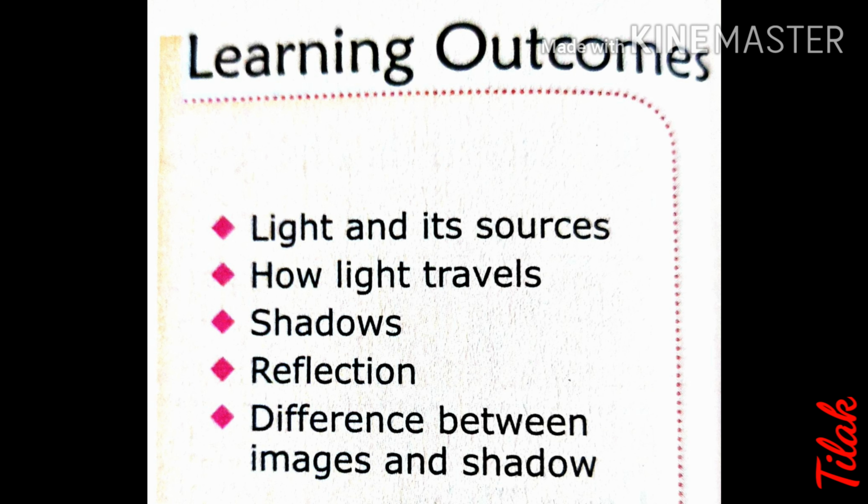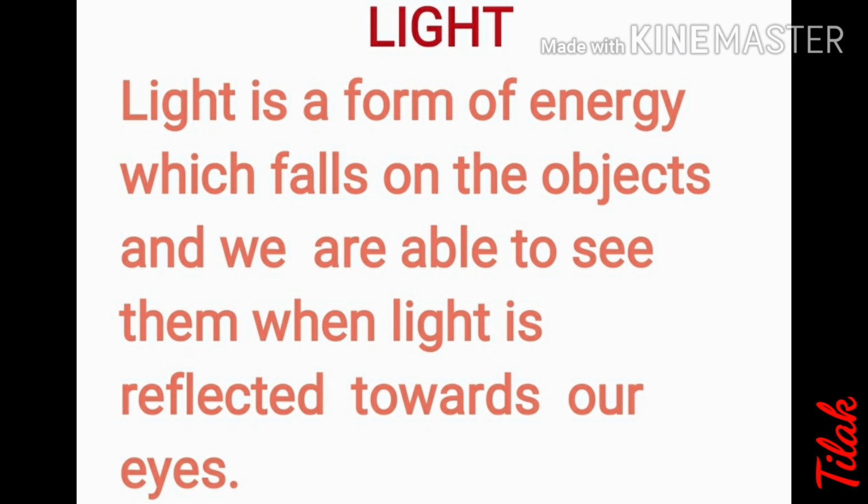In this part 1 of chapter number 14, light, shadows and reflection, we will be studying about light and its sources, how light travels and shadows. Children, you know that when we enter a dark room or when there is a power cut, we are completely blind and unable to see the things around us. Why? Because of light we are able to see the things around us.